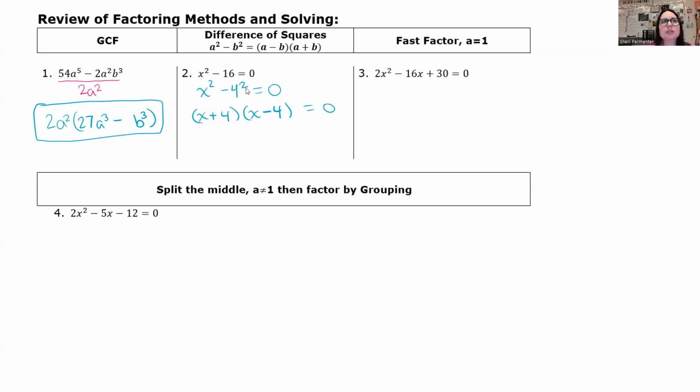Anytime you are set equal to 0, you can actually solve this and get a solution set. So for this one, x is equal to, and I get my solution set by setting each one of these equal to 0, x plus 4 equals 0, and then x minus 4 equals 0. These are really easy. We can do them in our head. So what are my 2 solutions? Negative 4 and 4.